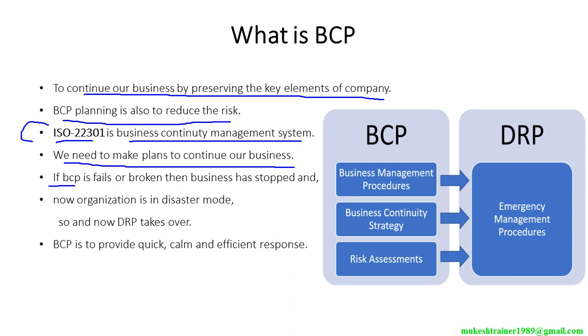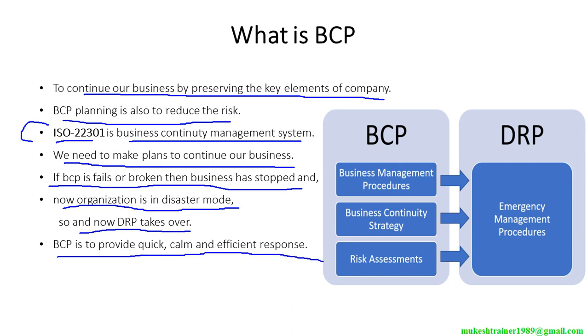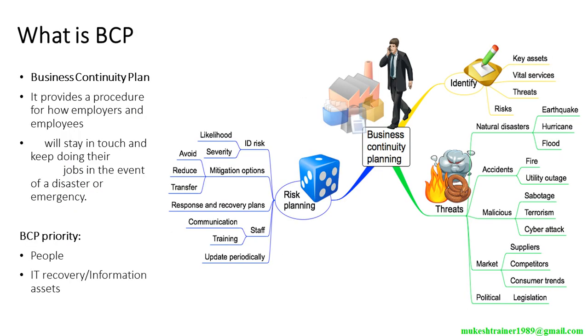If the business continuity fails or breaks, then the business has stopped and the organization is in disaster mode. So when the DRP takes over, the business continuity process is to provide a quick, calm and efficient response. In case your business stops, we should have a business continuity plan for it, and after that there is a DRP, which is an emergency management procedure. So let's talk about it in detail in the coming slides.